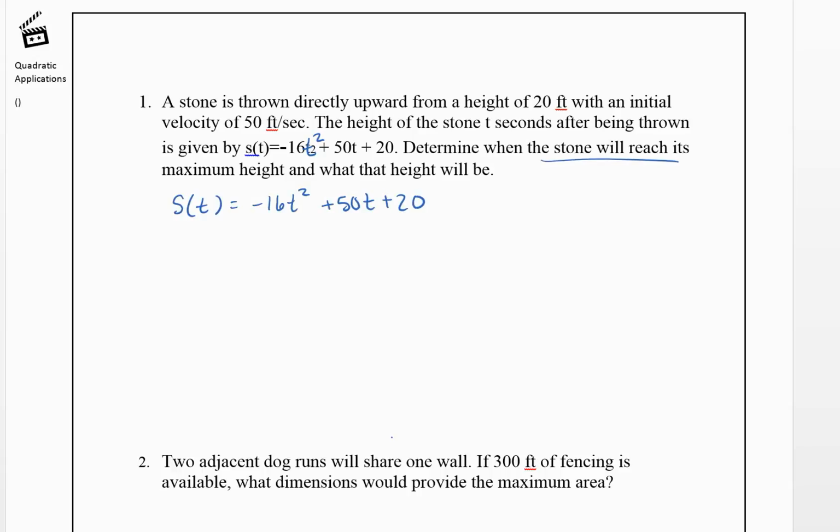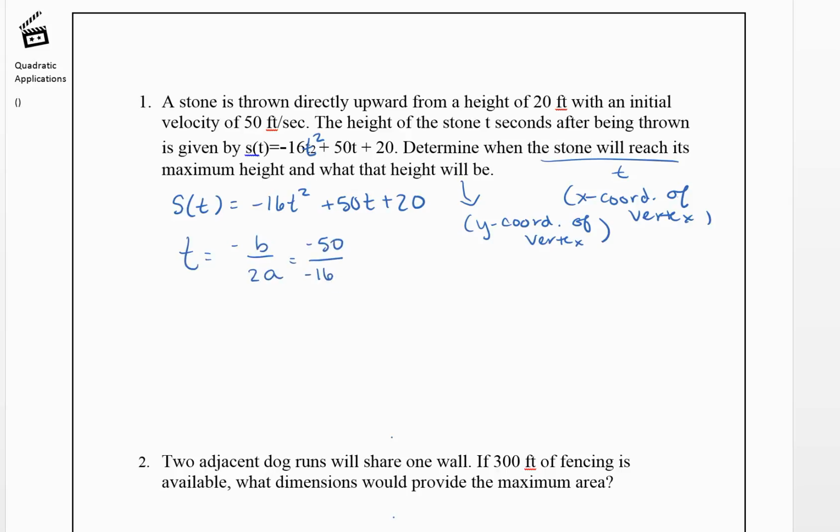That will be the t, the x coordinate of our vertex, and what the height will be, and that will be the y coordinate of our vertex. Okay, now remember, to get the x coordinate, or our t here, we want to do negative b over 2a. So we'd have negative 50 over 2 times negative 16.